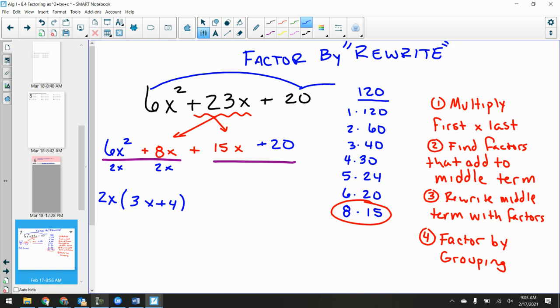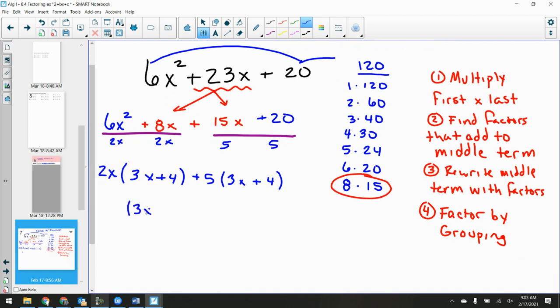What's my GCF of my second 2 parts? A 5. When I pull it out, what does it leave me with? What's 15 divided by 5? What's 20 divided by 5? And hey, look at that. And now my final answer is my piece inside the parentheses along with the other stuff left over. Okay? And that's my answer.